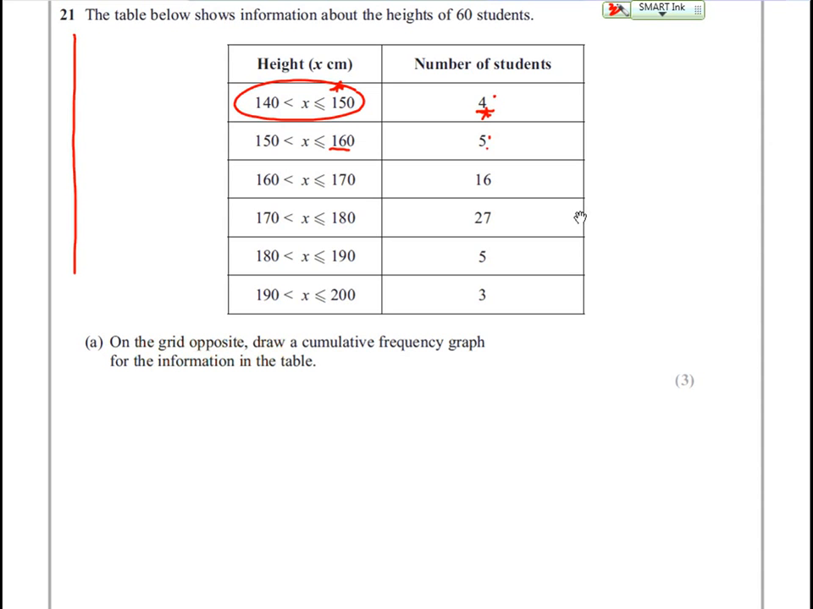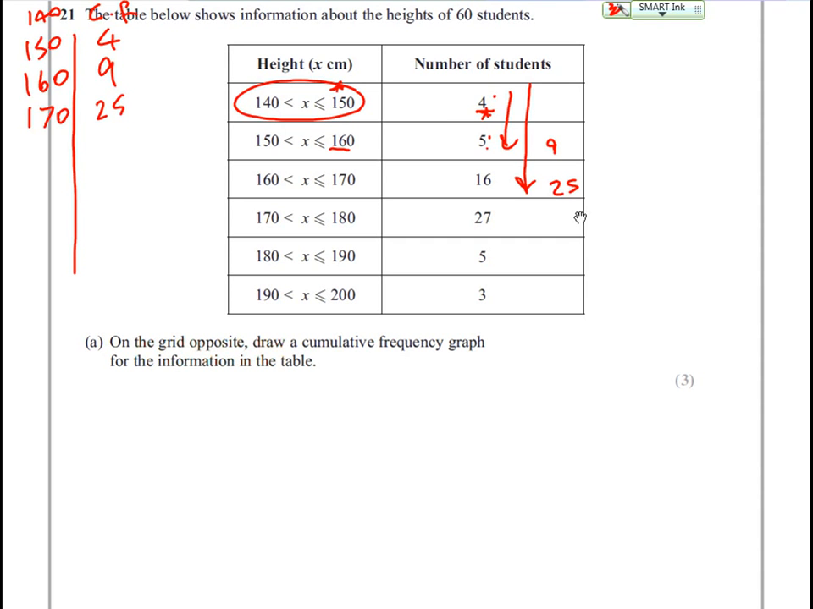Okay? So we're going to plot at 150. Remember, it starts at 140. 4 people. This is the cumulative frequency. When we get to 160, we add up. We've had 9 people. When we get to 170, we add up. We've got 9 plus 16, 25 people.